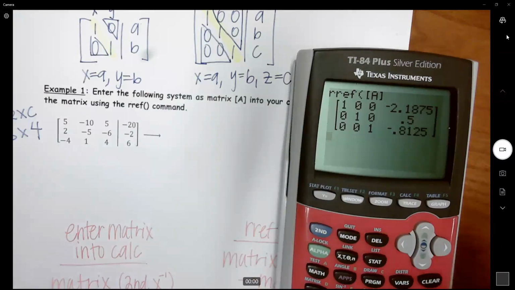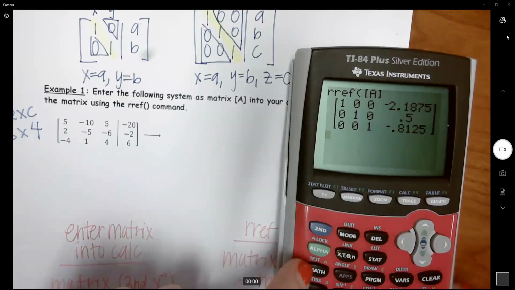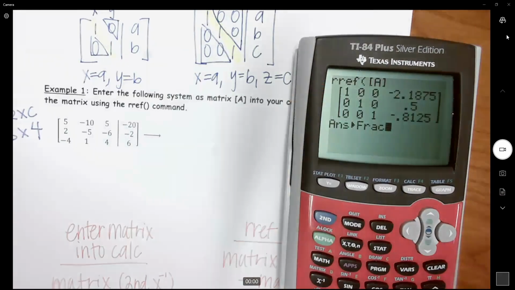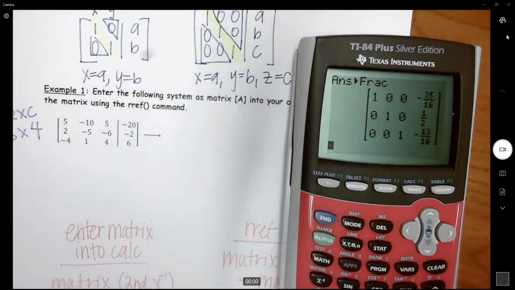Now, if you wrote this on your test, I would take this for full credit, but in my math lab, it's going to want fractions and not decimals. So let's go math and convert this to fractions. And then that's my fraction equivalent.